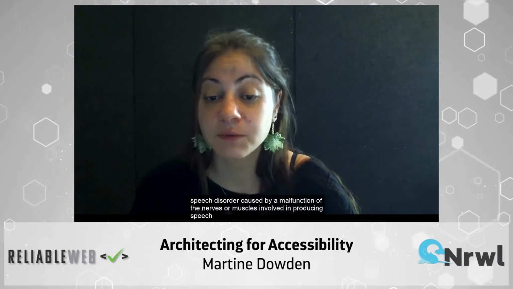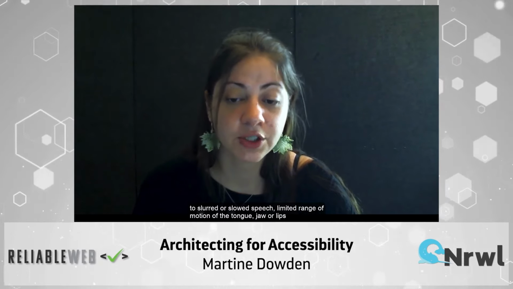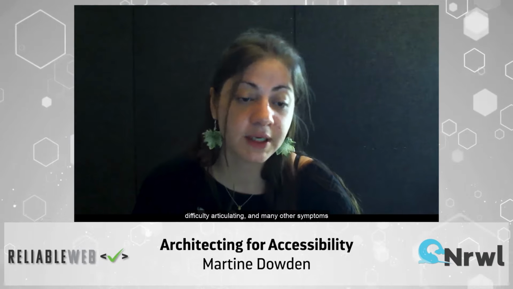And dysarthria, which is a speech disorder caused by a malfunction of the nerve or muscles involved in producing speech, such as the diaphragm, lips, tongue, or vocal cords. This can lead to slurred or slowed speech, limited range of motion of the tongue, jaw, or lips, difficulty articulating, and many other symptoms.